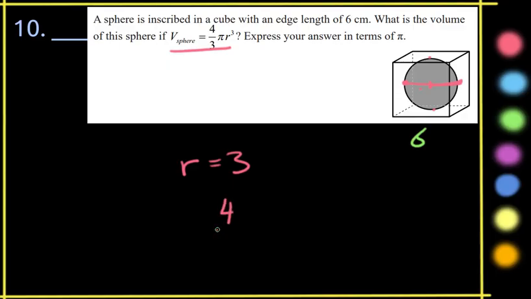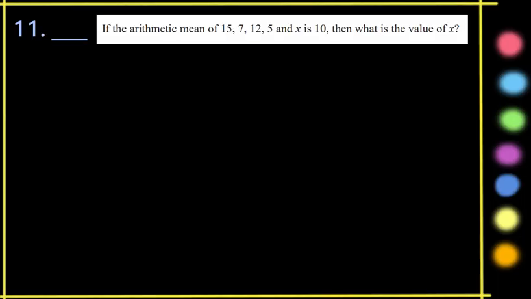So we got 4/3 pi, and then we got 3 cubed, and one of these 3's is going to cancel with this one. So we can change this to 3 squared times 4. 3 squared is 9, times 4 is 36, so this is going to be 36 pi here. All right, that's great. Let's go on to problem 11.